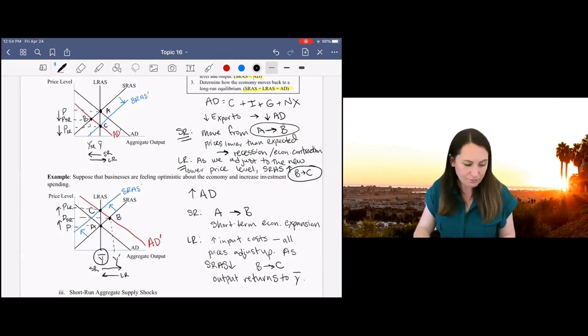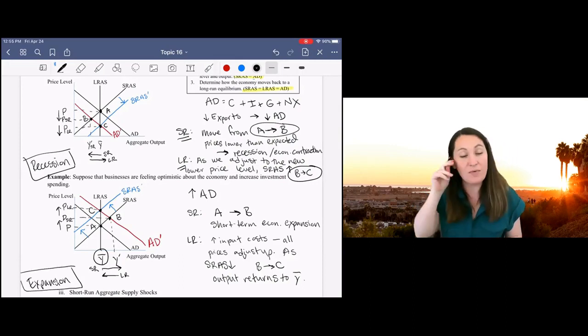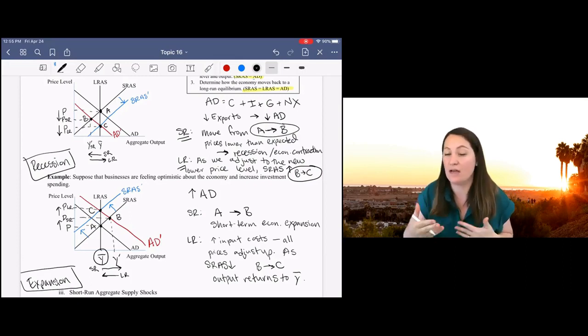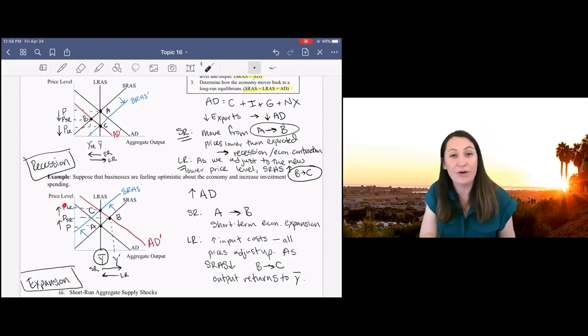All right. This is an example of an expansion driven by an aggregate demand shock. And we typically think that most business cycles are driven by shifts in aggregate demand, although there can be other things that are going on as well. In this example, we have inflation. We have price inflation here due to expansion.